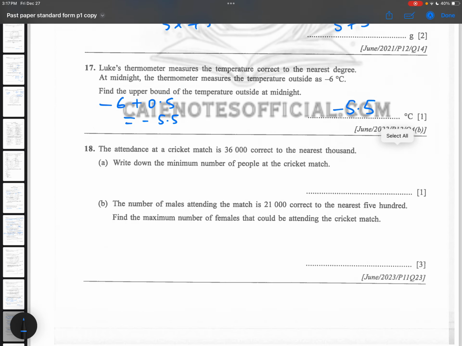Now question number 18. In question number 17, you might make a mistake and write minus 6.5 as the upper bound, but that won't be correct, as minus 6.5 is less than minus 6, so that will be your lower bound. Upper bound is the maximum value, so minus 5.5 is greater than minus 6.